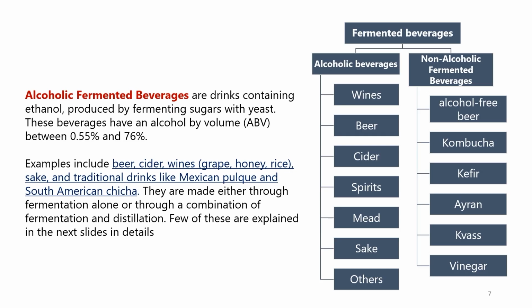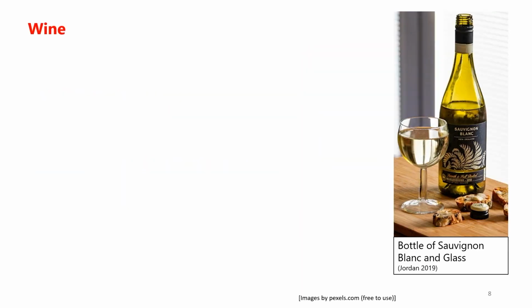Alcoholic fermented beverages are drinks containing ethanol produced by fermenting sugars with yeast. These beverages have an alcohol by volume between 0.5% and 76%. Some of the examples we have already discussed are wine, beer, cider and so on. Then we have traditional drinks like sake, the Mexican pulque and South American chicha. They are made either through fermentation alone or through a combination of fermentation and distillation. A few of these are explained in the next few slides.